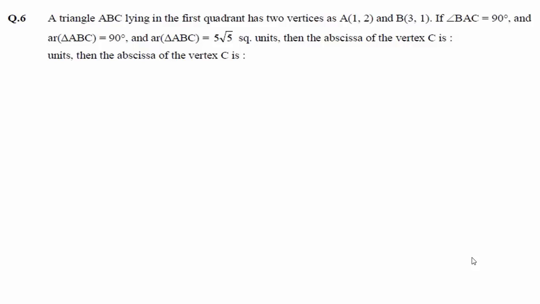Question 6. A triangle ABC lying in the first quadrant has two vertices as A(1, 2) and B(3, 1). If angle BAC equals 90 degree and area of triangle ABC equals 5 square root 5 square unit, then the abscissa of the vertex C is dash dash units.